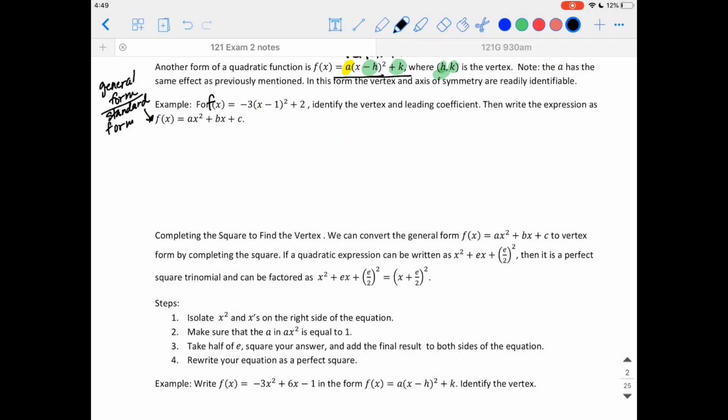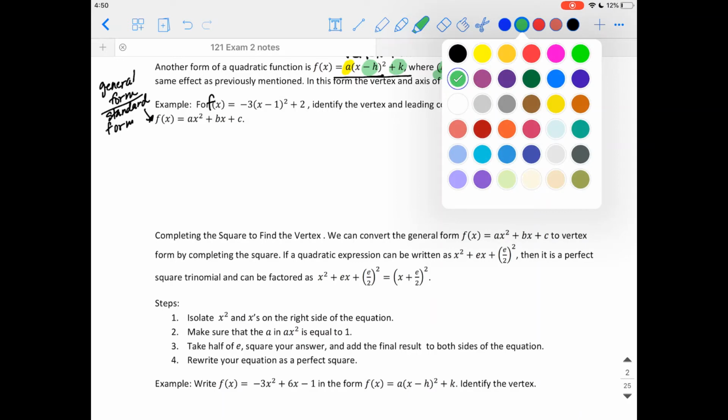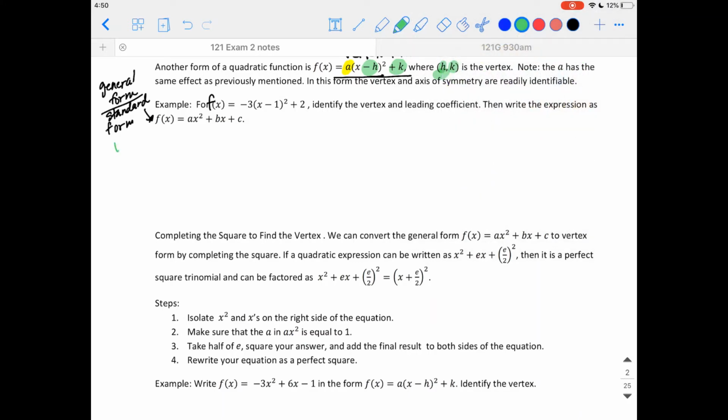So here, we're going to find the vertex. The vertex is going to be the opposite of this right here. Let me highlight here. My vertex is of the form h comma k. The x value is the opposite of this one, so it's going to be just 1. And my k is exactly whatever this value is right here, so it's going to be a 2. And that's my vertex, 1 comma 2.